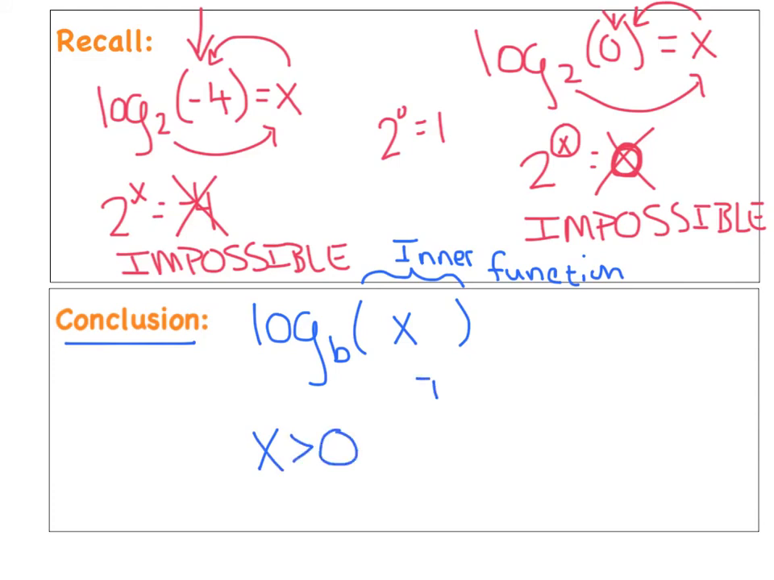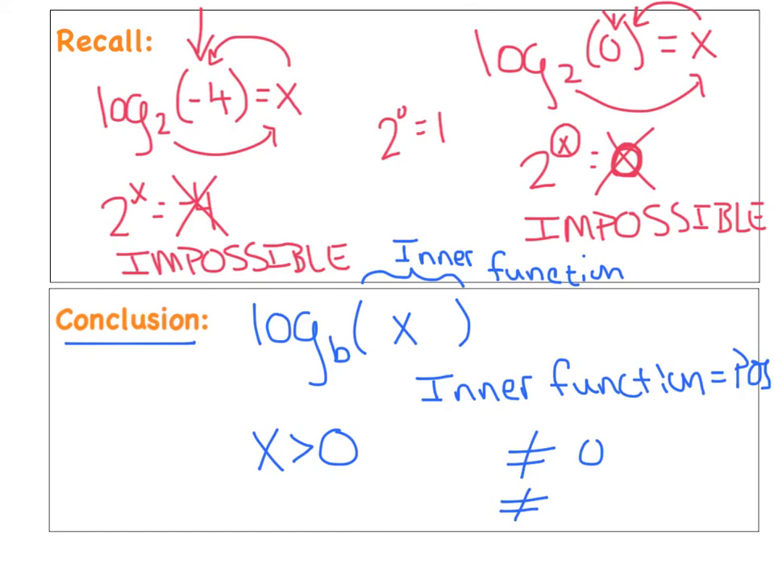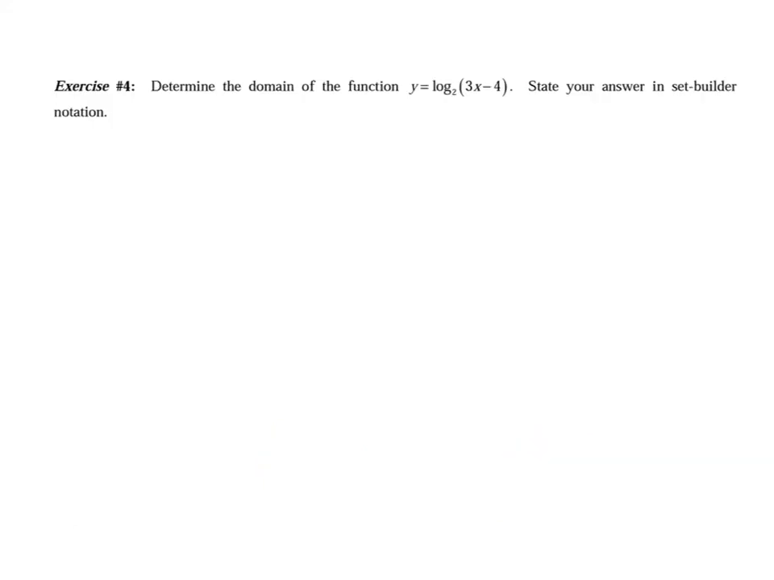So when we say the inner function has to be positive, in other words, it's not allowed to be 0, not allowed to equal 0, and it's not allowed to equal a negative number. Those are the two big no-nos. All right, here's a great example to try. They want us to determine the domain of this function. In other words, what is x allowed to equal? So here's my inner function right here. The base, whether it's base 2 or base 7 or base 10, has no actual bearing on our answer here.